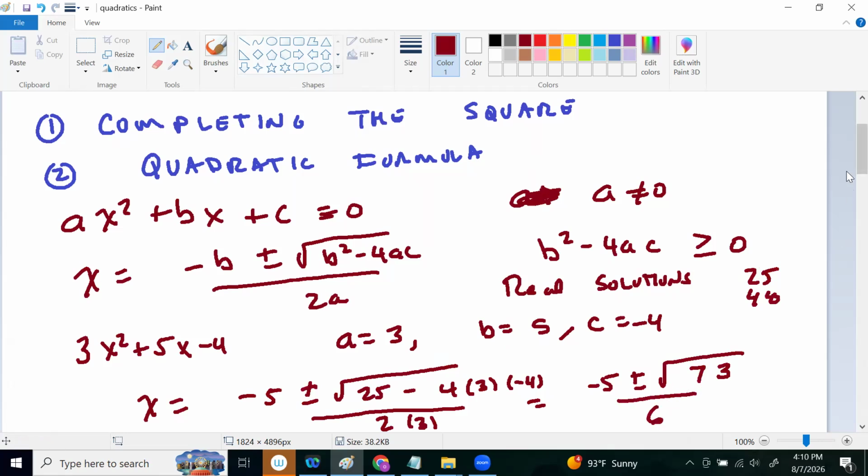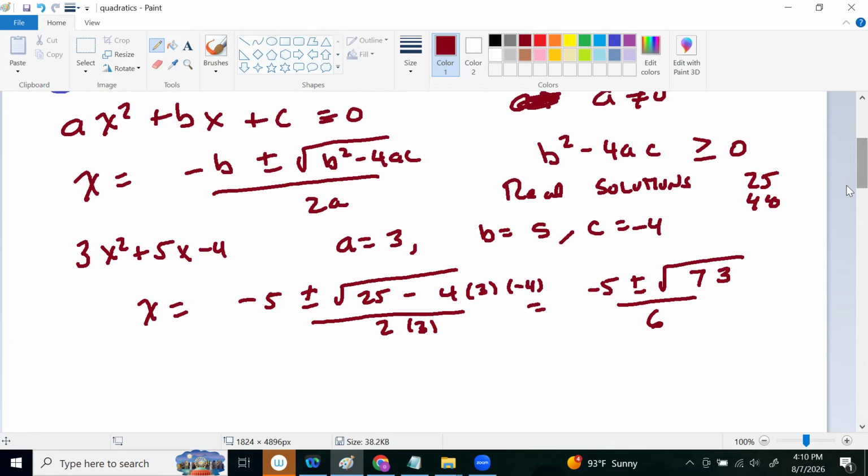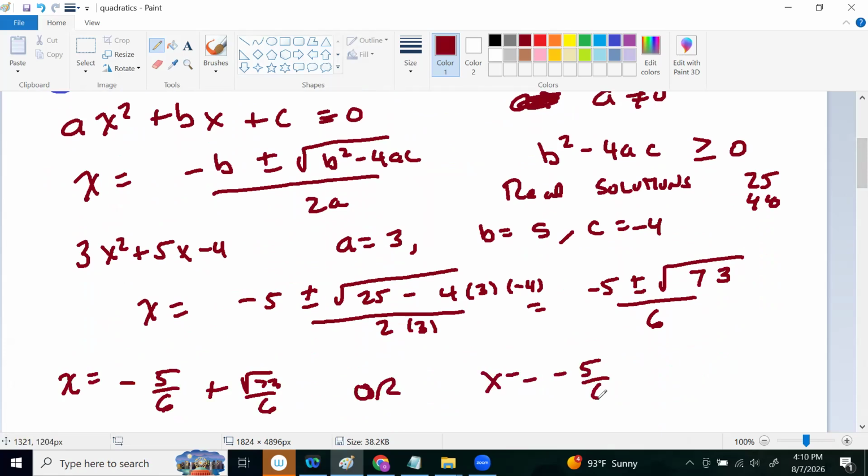So the answer to this, x will be minus 5 over 6 plus the square root of 73 over 6, or x will be the negative: minus 5 over 6 minus the square root of 73 over 6. And you might need a decimal answer for your engineering course or whatever, but in our course, these would be perfectly legitimate answers.